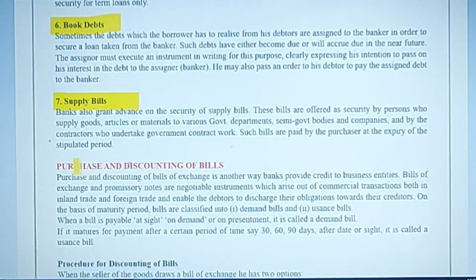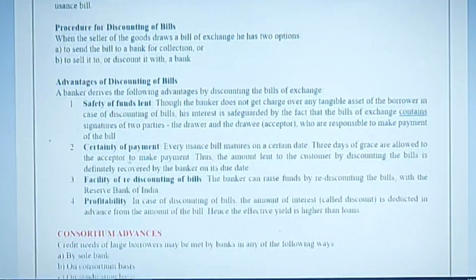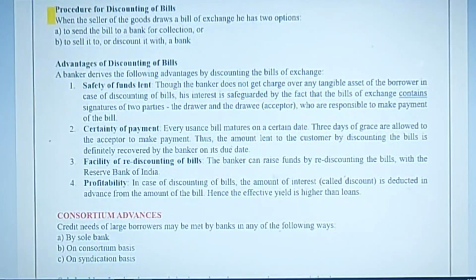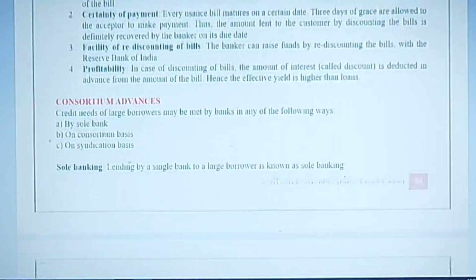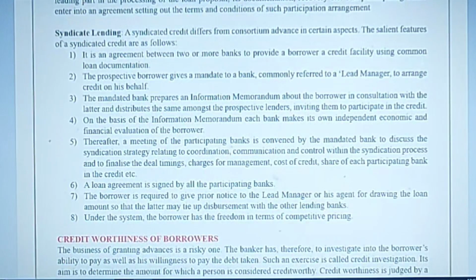The next topic is purchase and discounting of bills. How can we discount our bills? What are the procedure and the advantages? These two topics you must revise. The next one is consortium advances. Here there are three types: sole banking, consortium basis, and syndication basis. So this topic should also be revised.